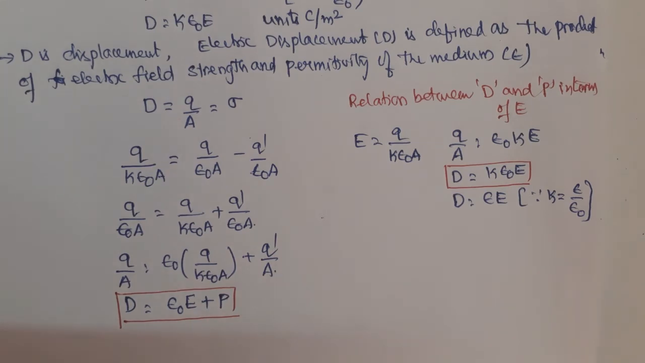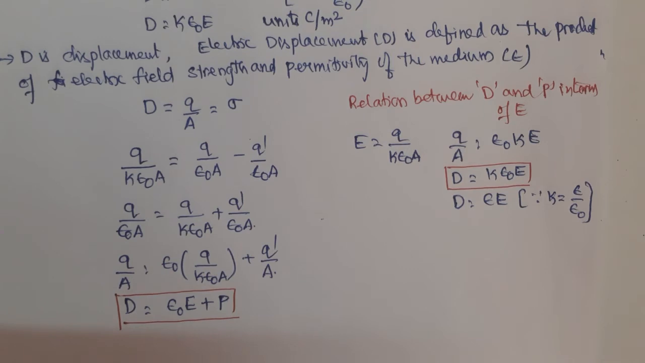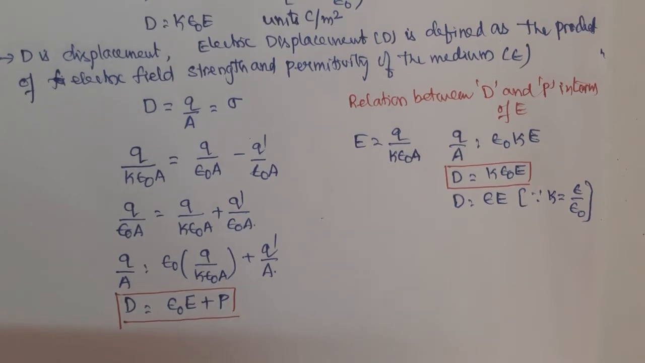The ratio of epsilon and epsilon naught is also termed as relative permittivity. What is the relative permittivity? The relative permittivity is nothing but this ratio of epsilon and epsilon naught. Permittivity of vacuum or free space is epsilon naught. Permittivity of medium is epsilon, the ratio.